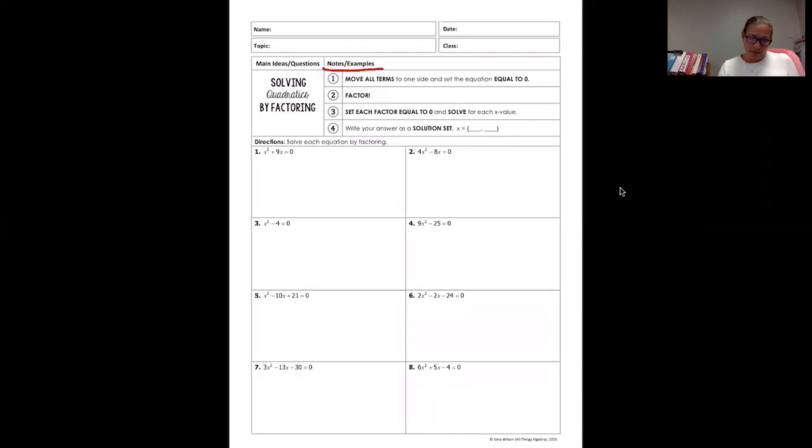It tells you to move all terms to one side and set the equation equal to 0. That's important. Then you're going to factor, then you're going to set each factor equal to 0 and solve and write your answer as the solution set. You do not need to do the braces. Just put x equals whatever numbers that you have. Or you can write x equals a number, x equals a number.